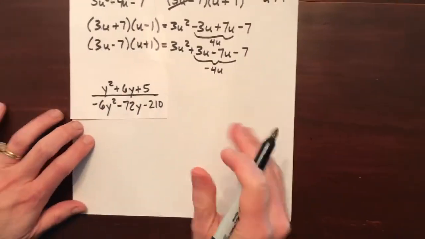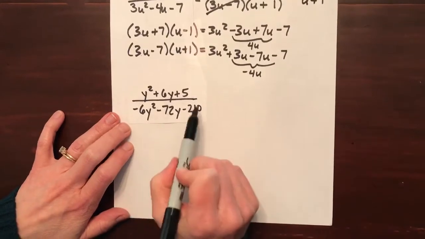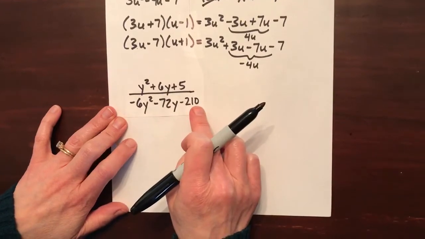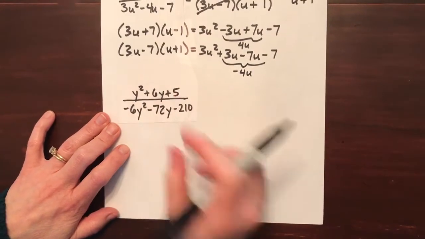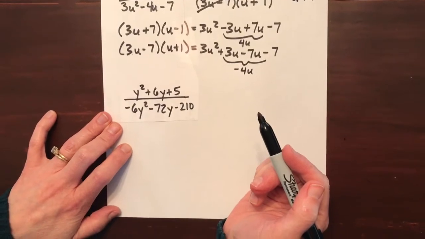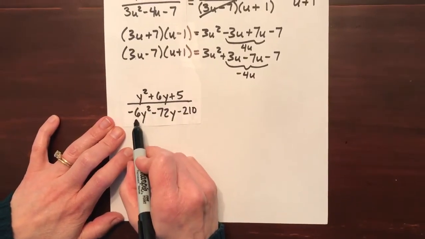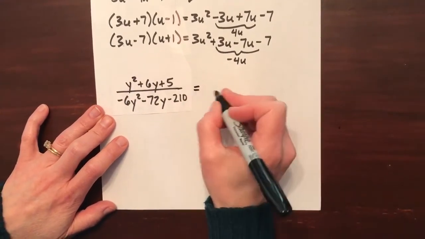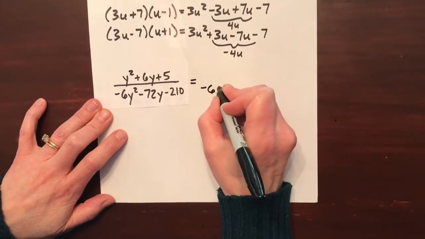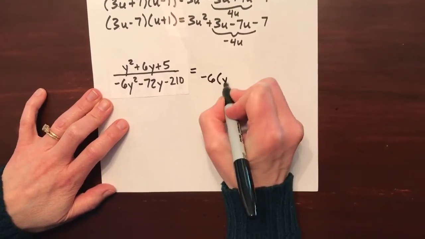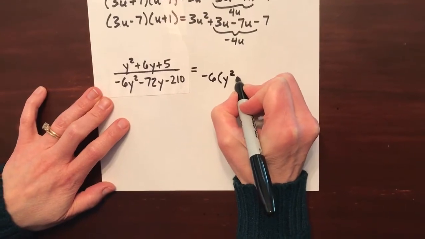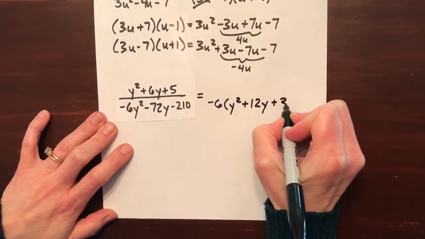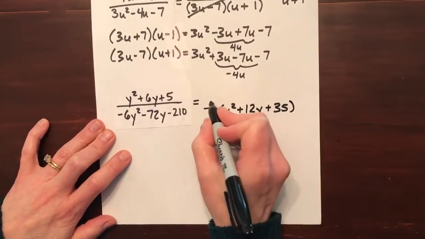Let's look at a second example. If I have this one, I right away notice that I have all negatives in the bottom, which is interesting, and all positives in the top. So that seems a little bit strange. I'm also noticing that it looks like I can maybe factor out a greatest common factor from this denominator. And so let's try to take out that negative 6 and see what's left over. That would leave me with y squared plus 12y plus 35 when I divide out the negative 6.